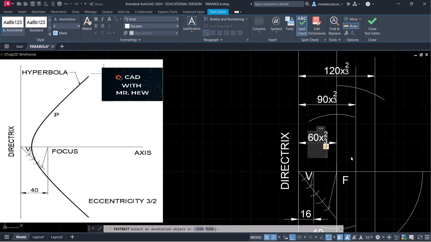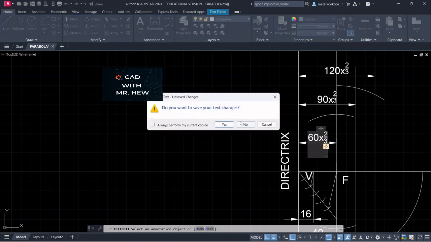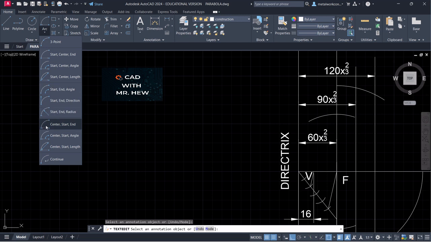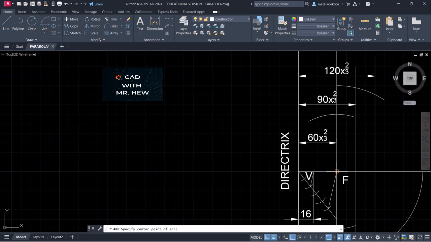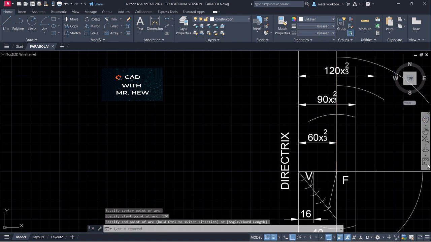All right, so from the focus, we need a radius of 120. So we're gonna go back to our construction layer. We're gonna go 3-point arc. So start, center, end. We're gonna click here. And this radius would be 120. So 120 there.